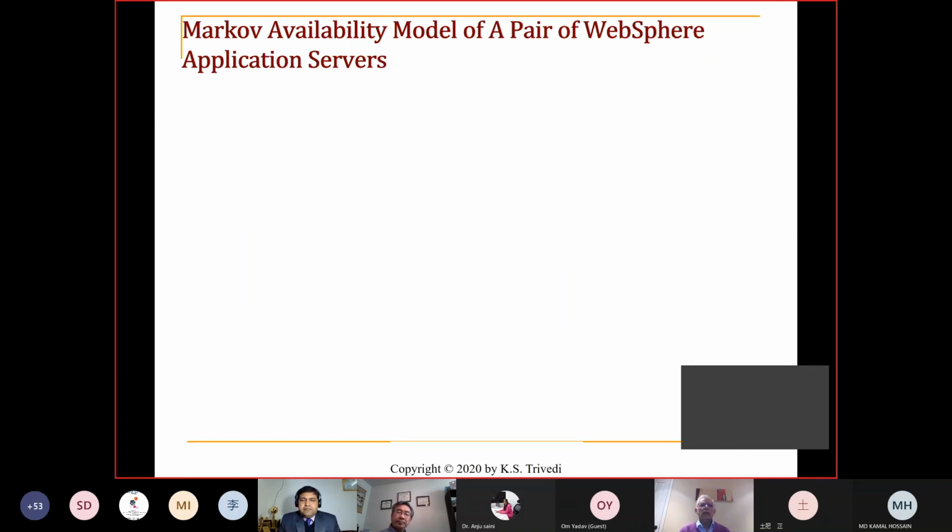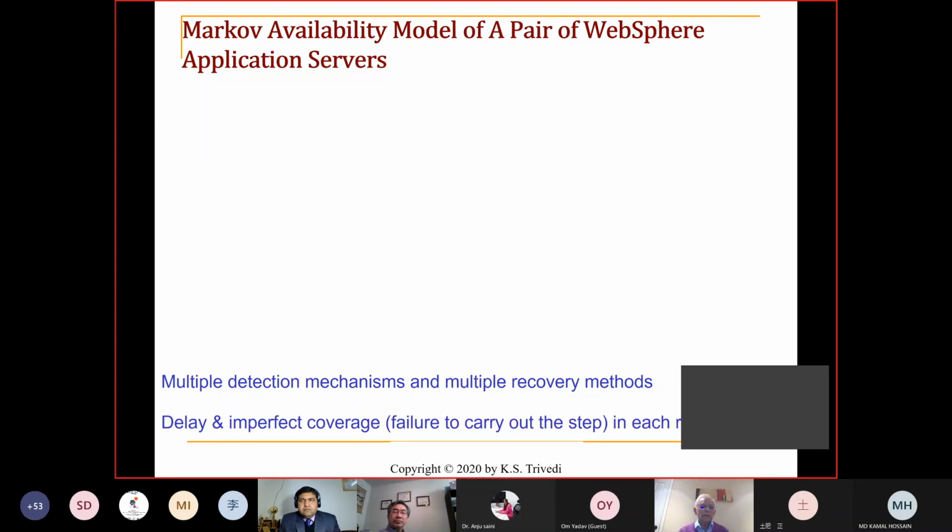A more interesting example we developed, again for IBM, was when we were studying the WebSphere application server, a pair of them, to improve reliability and availability. In this particular situation we discovered multiple detection mechanisms and multiple recovery methods after software failures.